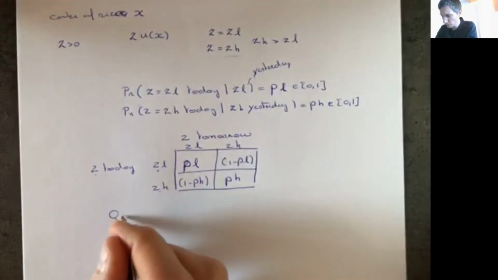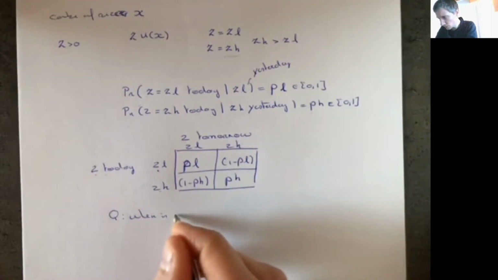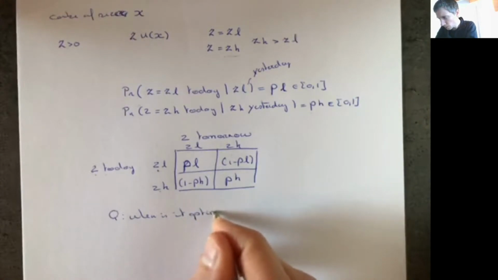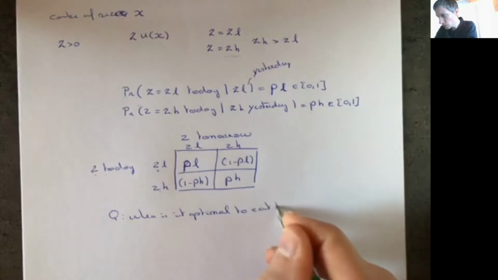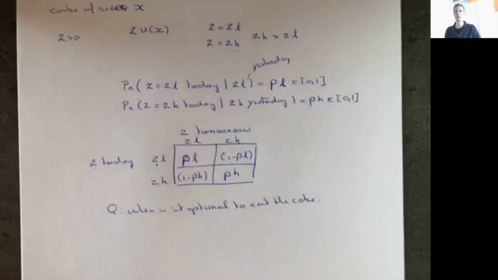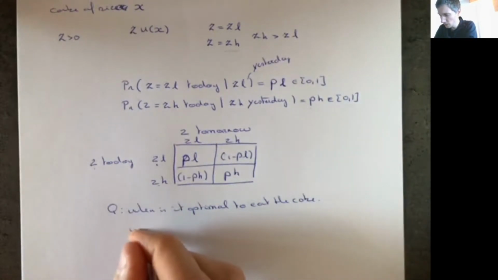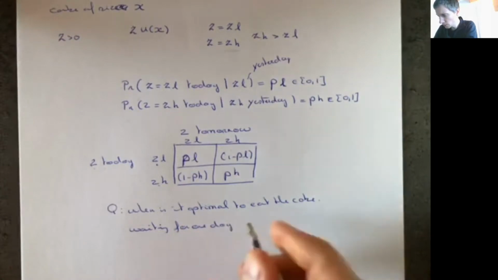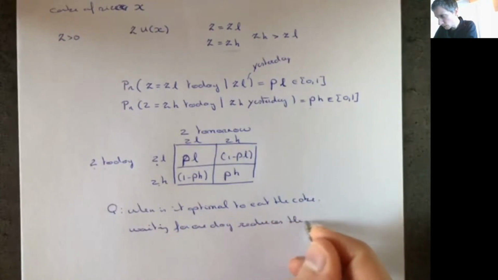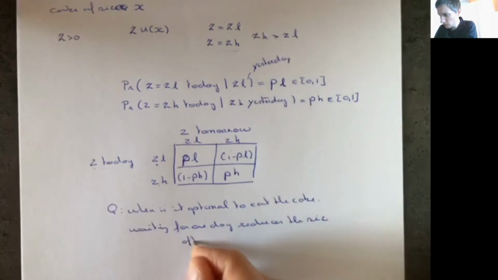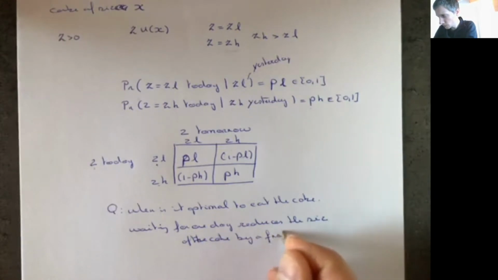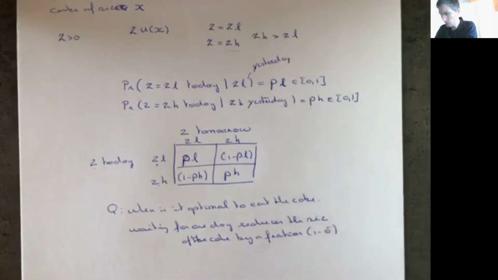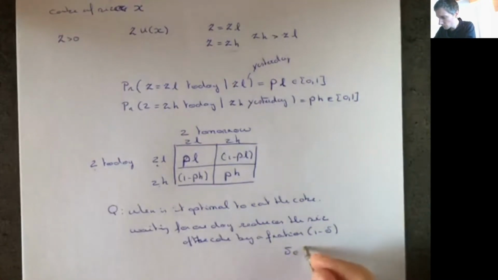So the question is the following: when is it optimal to eat the cake? And there's a particular twist to the problem. You will assume that waiting for one day reduces the size of the cake by a fraction 1 minus delta. So there's a delta strictly between 0 and 1.